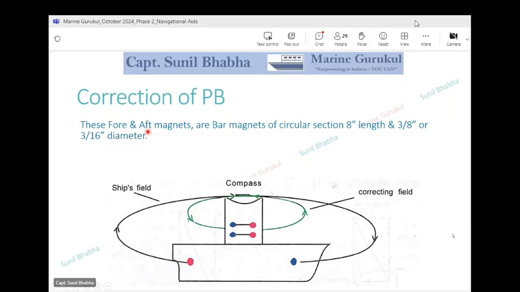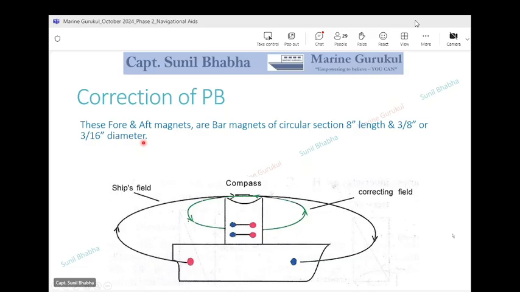These magnets which we use, the fore and aft magnets, are bar magnets of circular cross section. They are 8 inches long and they come in two thicknesses, either 3 by 8 inches or 3 by 16 inches diameter. So where more powerful magnets are required, we use the thicker ones, that is 3 by 8 inches, or where less powerful correctors are required, we use 3 by 16 inches diameter magnets. The size is decided by the compass adjuster.